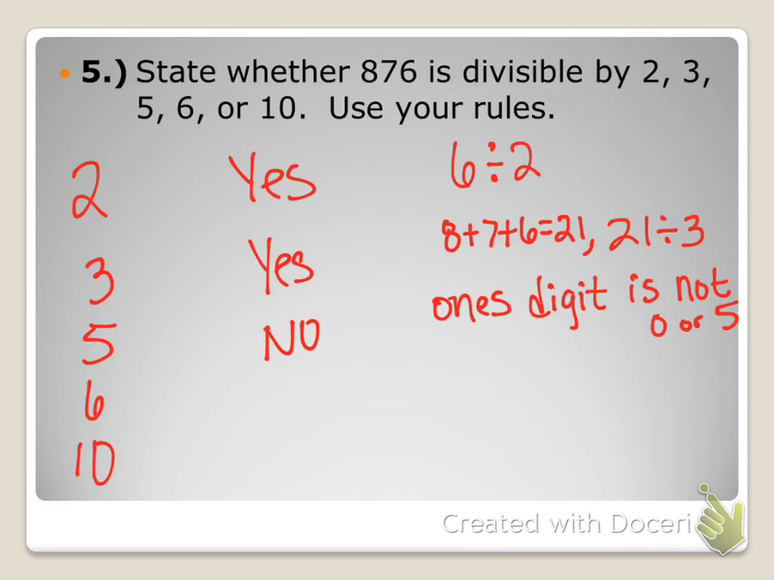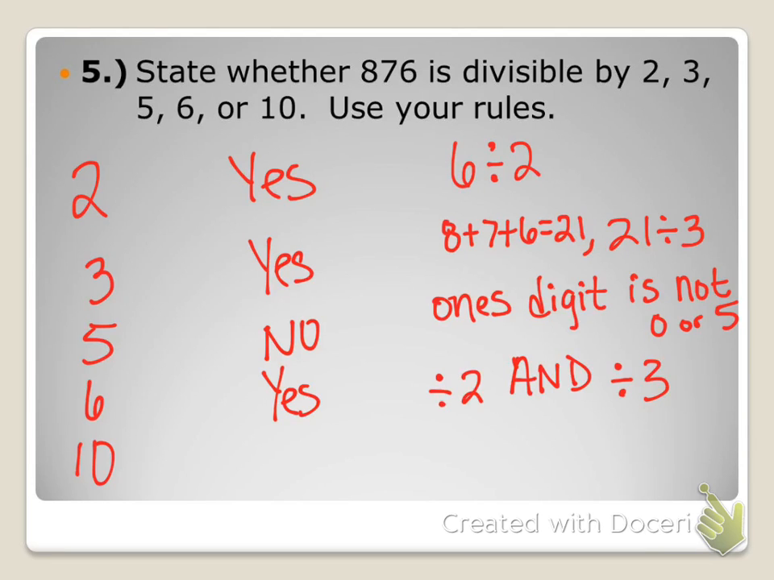Kion, is this number divisible by 6? Do you want to rethink your answer? What do our rules say? Yeah. You're going to go with a yes? Yeah. I think that sounds better to me. Yes, it is divisible by 6. Lexi, can you tell us why? Because it was divisible by 2 and 3. Good. So it was divisible by 2 and divisible by 3. It was divisible by both of those, so it is divisible by 6.